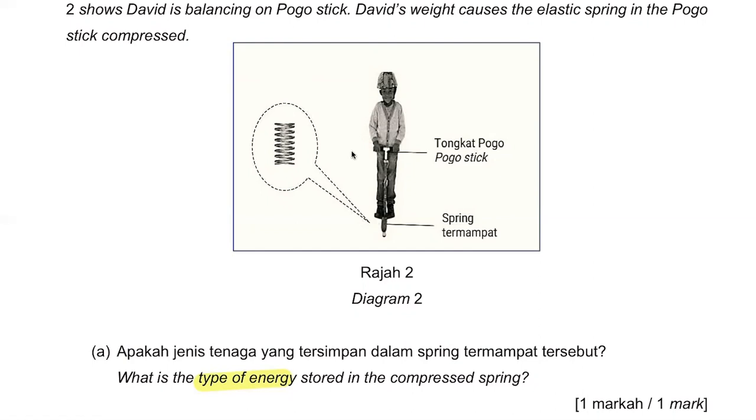Elastic potential energy, yes. You cannot simply write the answer as potential energy because potential energy has two types. The first one is gravitational potential energy and the second one is elastic potential energy. Since this situation involves a spring, the type of energy we are referring to is elastic potential energy. So you have to really specify what type of potential energy the spring has.